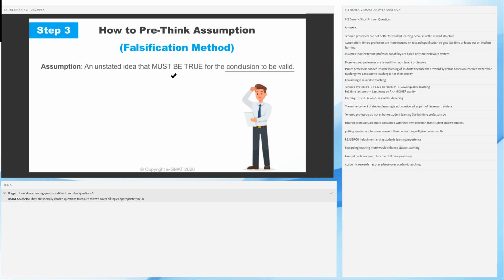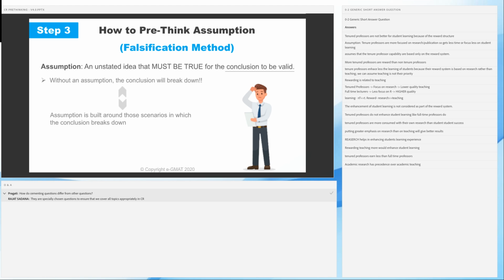So, in other words, if we were to translate this, essentially, your assumption is built around those scenarios in which the conclusion breaks down. Why? Because the job of an assumption is to prevent the conclusion from breaking down.